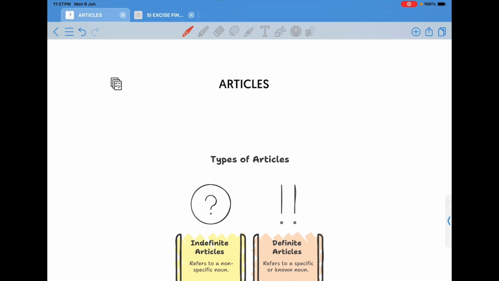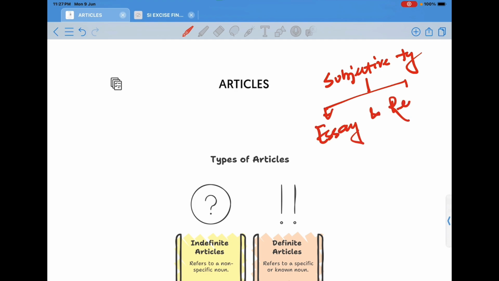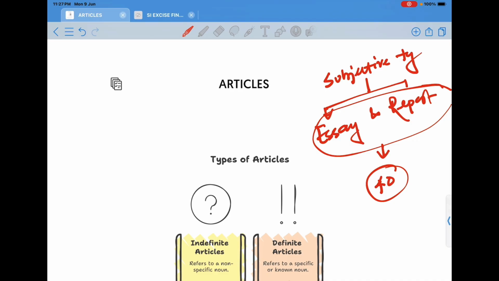See, in previous videos I have covered the subjective type, that is essay and report writing. This essay and report writing consists of a total of 40 marks. So out of 130, 40 marks are done. Now, why have I done this English portion first?